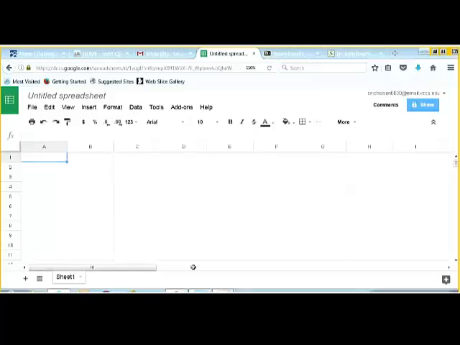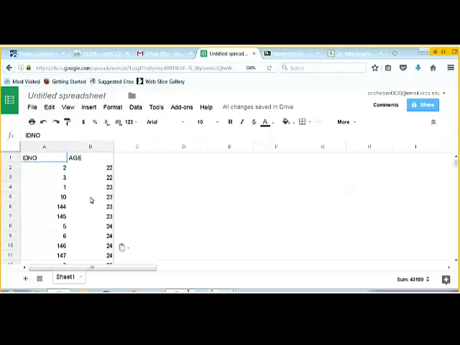So I'm going to copy the data from here that I used earlier. For your project, I will provide you with a data file that you'll use. So there it is. Now the data is in this spreadsheet.